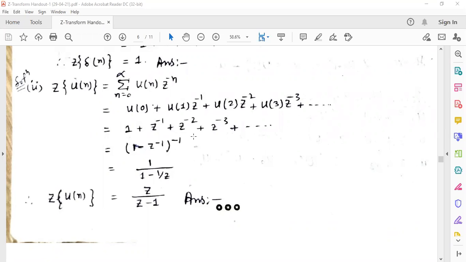This can be written as 1 minus z to the power minus 1, whole to the power minus 1. Actually we know that 1 minus x whole to the power minus 1 equals 1 plus x plus x square plus x cube plus dot dot. So from this infinite binomial expansion, we can write this as 1 minus z to the power minus 1 whole to the power minus 1. That means 1 by 1 minus z to the power minus 1, which means 1 by 1 minus 1 by z. This z will come into the numerator and it is z minus 1. So the Z transformation of this unit step function is equal to z by z minus 1.